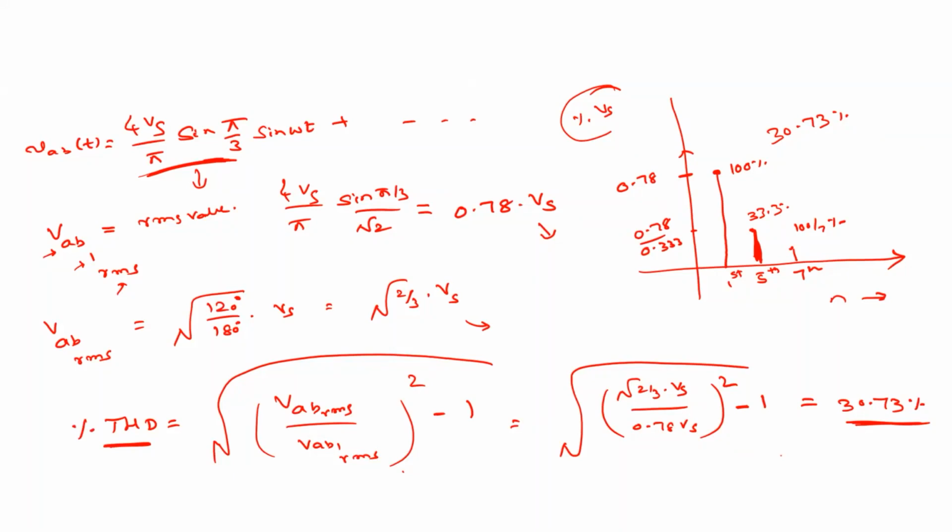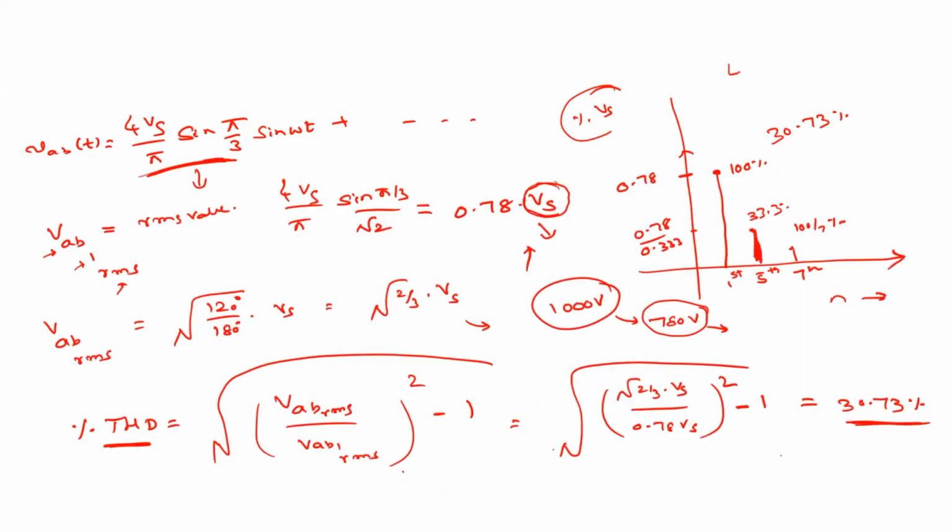What you need to remember is this. If you have Vs, for example 1000 volts, and you are operating the three-phase inverter in 180-degree mode, then the fundamental line voltage is 780 volts. This is the maximum voltage that you can obtain from the three-phase inverter. That is 0.78 times Vs.